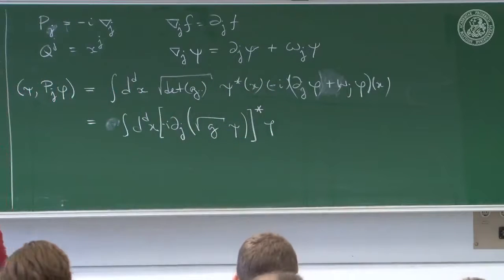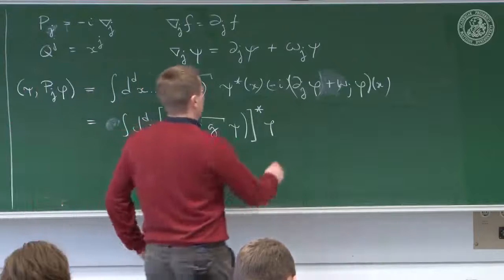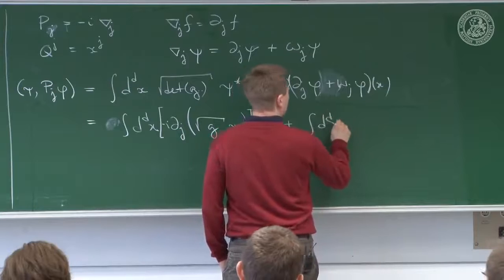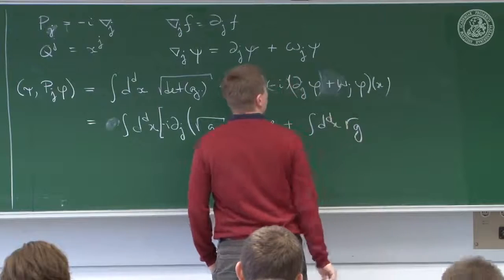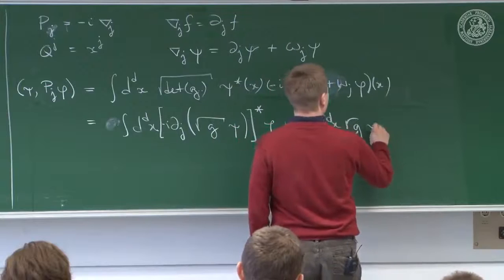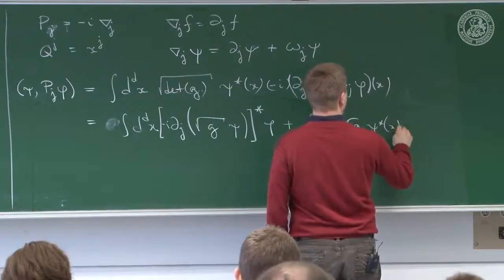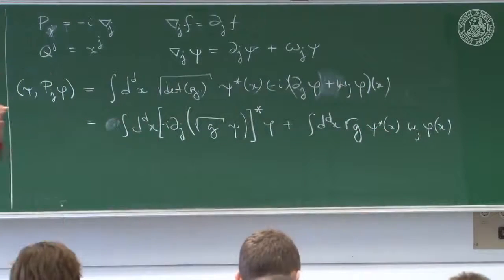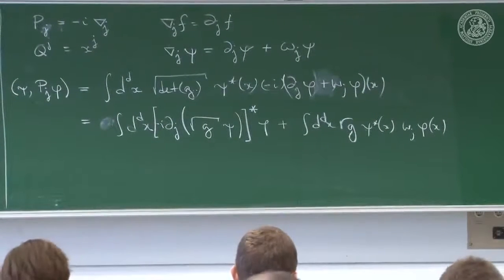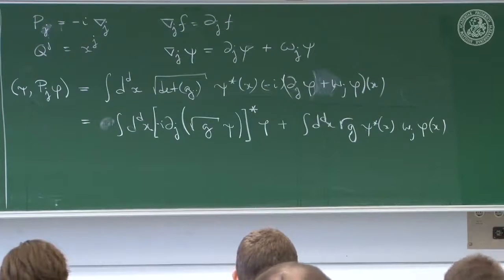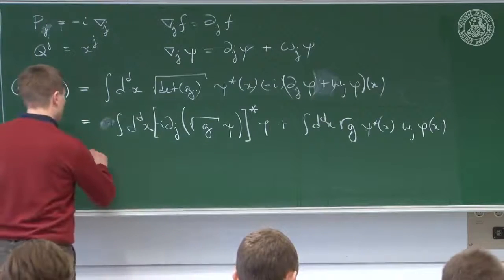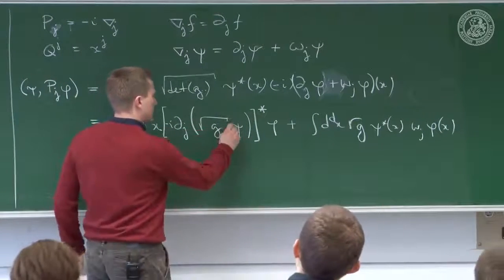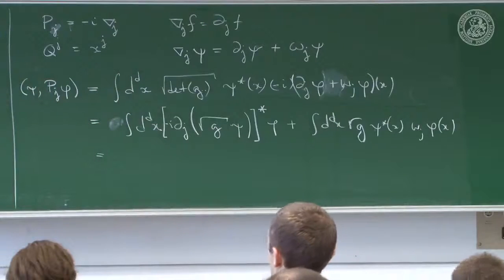That's this term. And then we get an extra term plus integral d^dx square root of g psi star of x omega j phi of x. Correct? So exactly the same idea as before now. We execute this derivative on this product here. Okay?